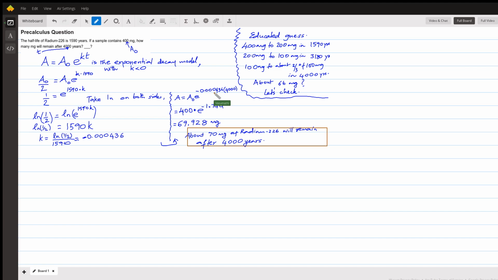So now all you can see here, the original equation, I'm only substituting for k, which is negative 0.000436, and then I also substitute 4000 years in the place of t. So now it's just a matter of computation using a calculator, and then I end up getting 69.928 milligrams. So about 70 milligrams of radium-226 will remain after 4,000 years. So that comes decently close to our educated guess. So I think we are good.